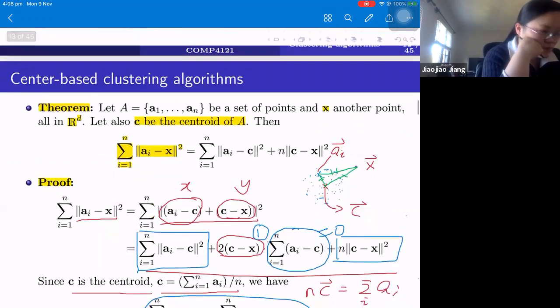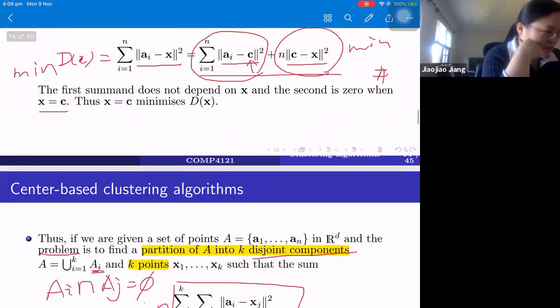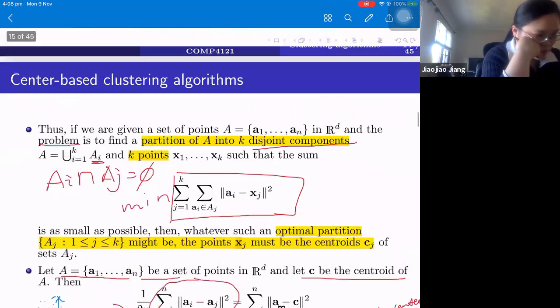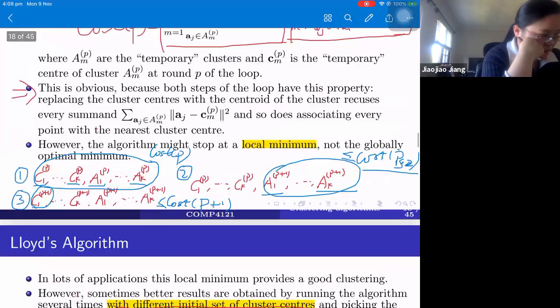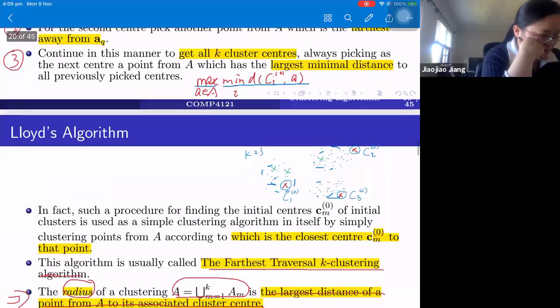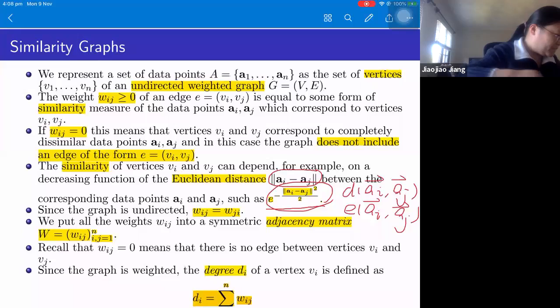And we also introduced two different algorithms for k-means. The first one is Lloyd's. The second is what we call a Ward algorithm. Okay. And then we talk a little bit about spectral clustering. Before we talk about spectral clustering, we need to introduce similarity graph.